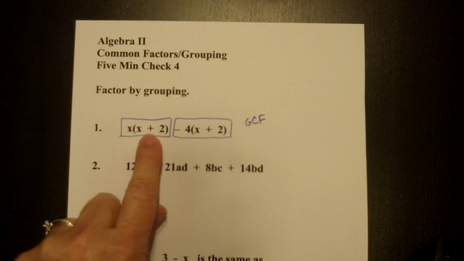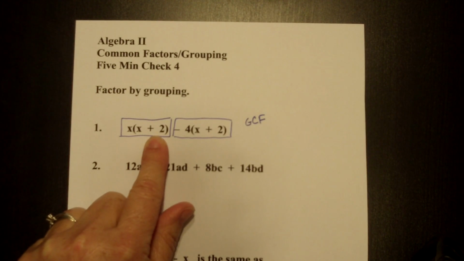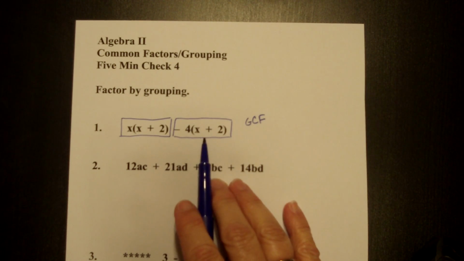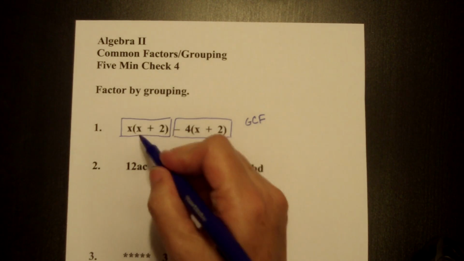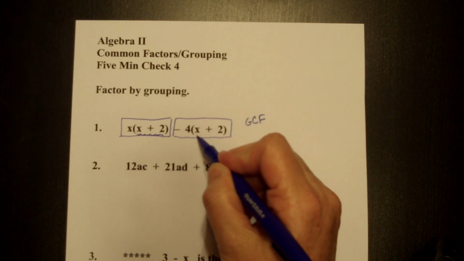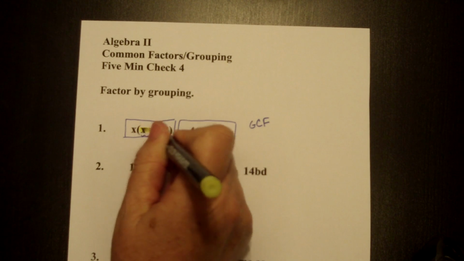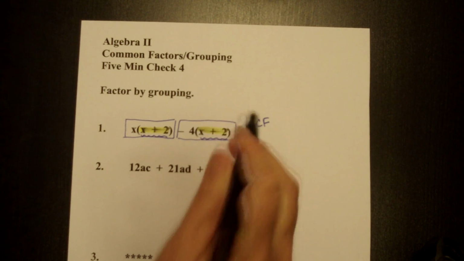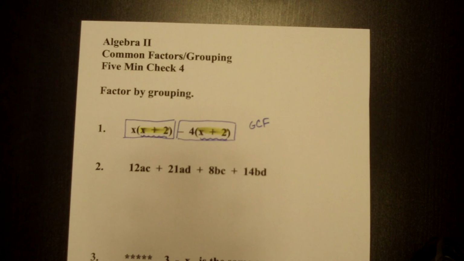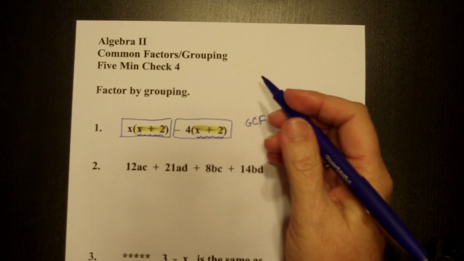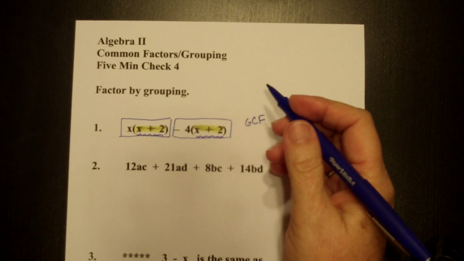All right, if you look, there is an x plus 2 in both of these. So we're going to call that our common factor. So here is my x plus 2. That's going to be my common factor. And so I'm just going to highlight this for you so that you can see that a little bit easier. So x plus 2 is our common factor.